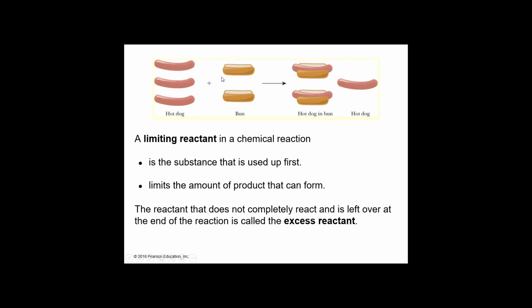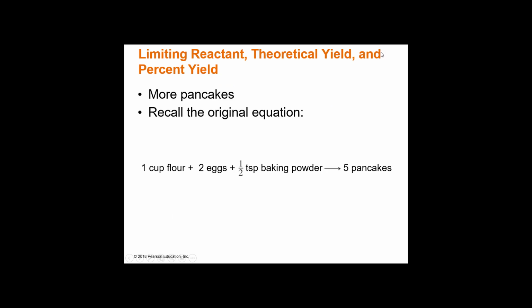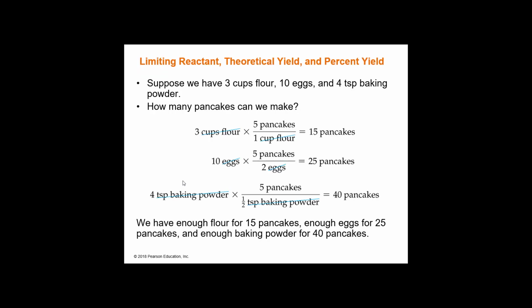So this would be the limiting reactant: the one that's used up first, limits the amount of product, and the substance that's left over at the end of the reaction is called the excess. So let's go back to the pancakes. We discussed in another section 1 cup of flour, 2 eggs, half a teaspoon of baking powder, and that produces 5 pancakes. However, now we're going to look into this a little bit more.